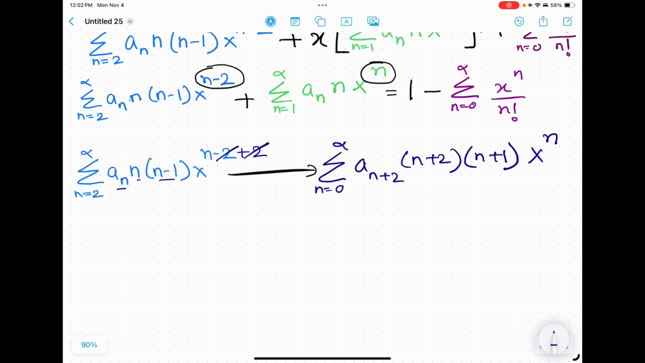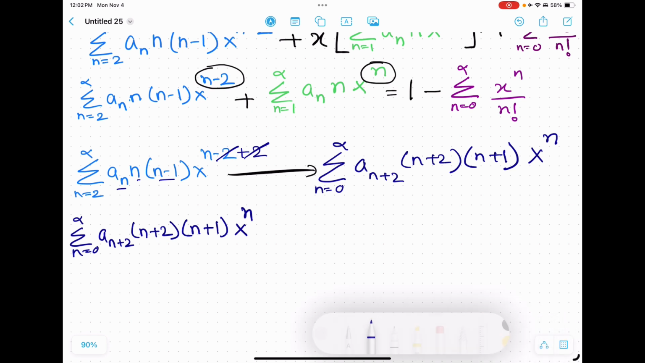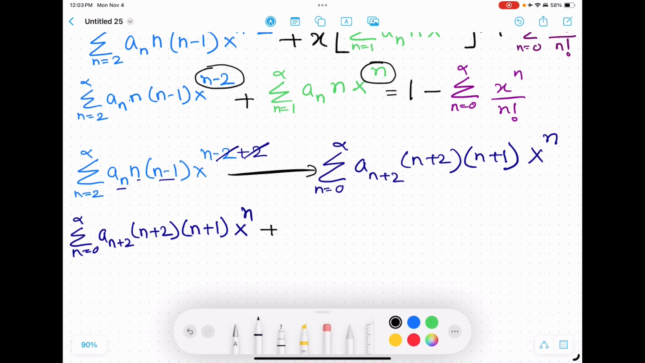Okay, so this is what my first transformed power series looks like. So we can go ahead and write that. 0 to infinity, a sub n plus 2 times n plus 2 times n plus 1, x to the power n. And then I have my second power series, which is as it is, not transformed, since it has the power n already.